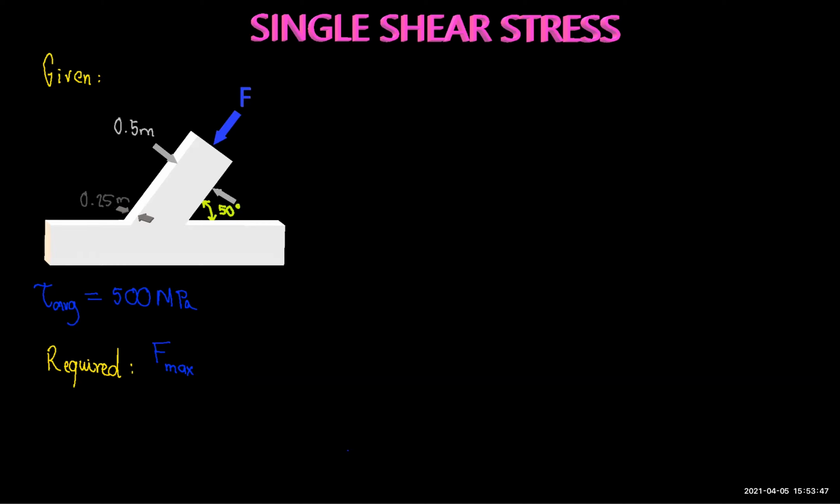Knowing that the allowable average shearing stress of the glue at the point of contact between the horizontal member and the supporting strut is 500 megapascals, we need to determine the maximum force F that can be applied to the system. Now that we have already discussed all the given information and all the required, we can just go ahead and start solving the problem.